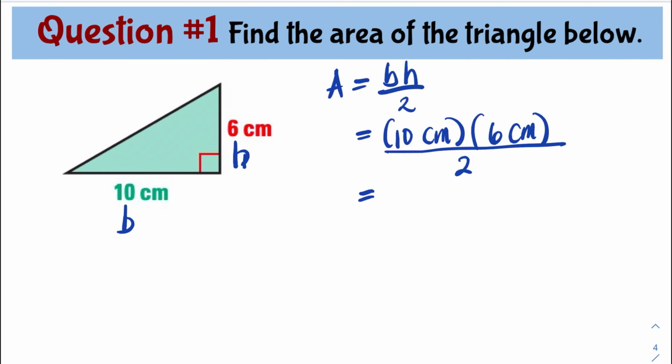So multiplying the base and the height, we have 10 times 6 is 60. Centimeters times centimeters, it's square centimeters or centimeter square, divide by 2. So the unit for the area is always square units. 60 divided by 2 is 30. So the area for this right triangle is 30 centimeters square.